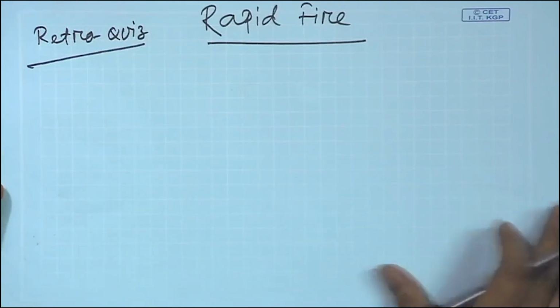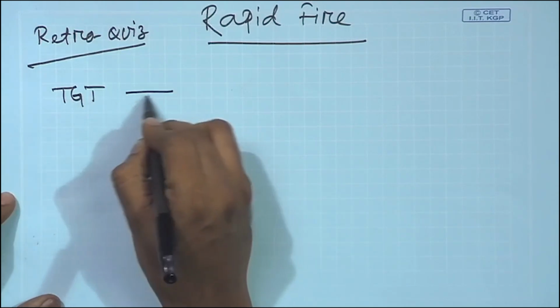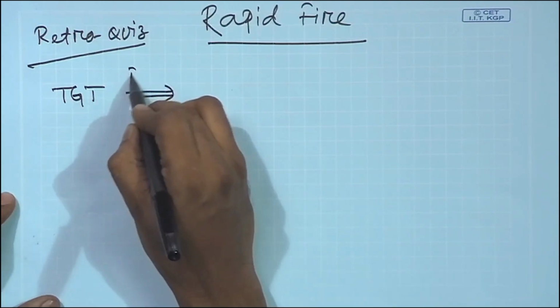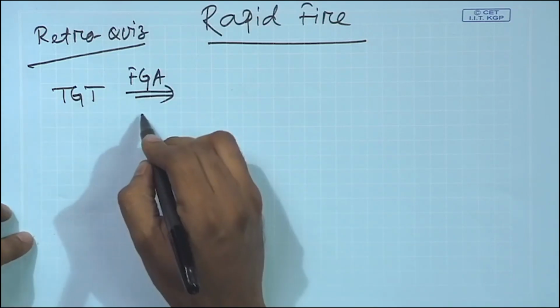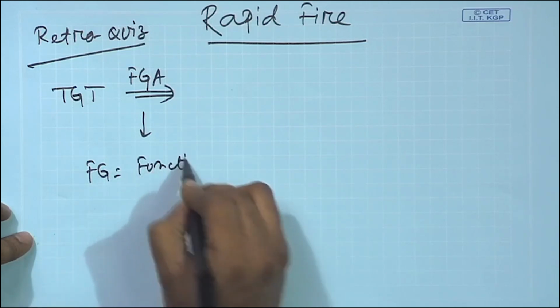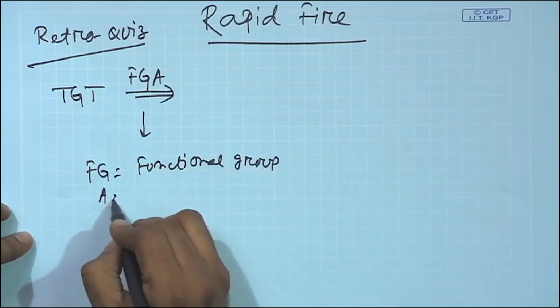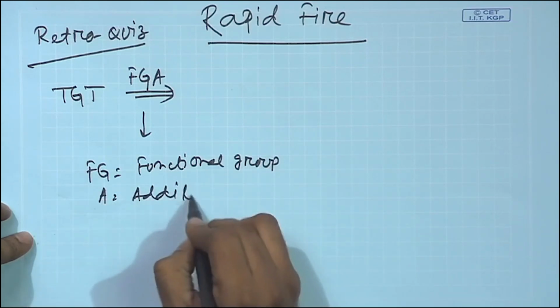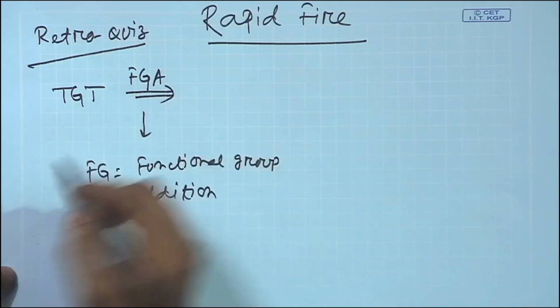During this retro quiz, we will talk about different terminologies. Probably you are familiar with TGT, the target molecule. Now, I am going to put some abbreviations which you may not have heard. It is called FGA. FG stands for functional group; any functional group can be called FG. A stands for addition. So, if your transformation gives a functional group addition in the target molecule, that is called FGA.